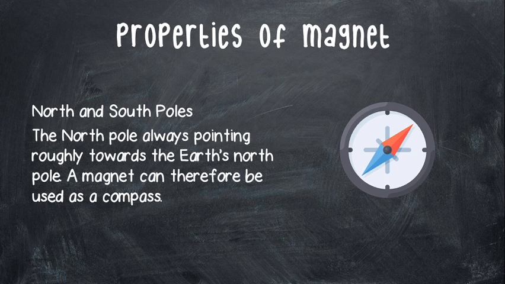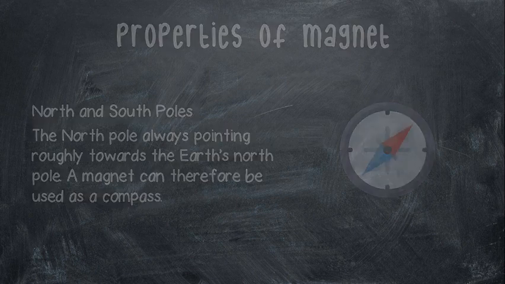In the illustration of the compass, the blue and red one is the bar magnet. The red one is the north pole, while the blue one is the south pole. The north pole is pointing to the N, and the south pole is pointing to the S.